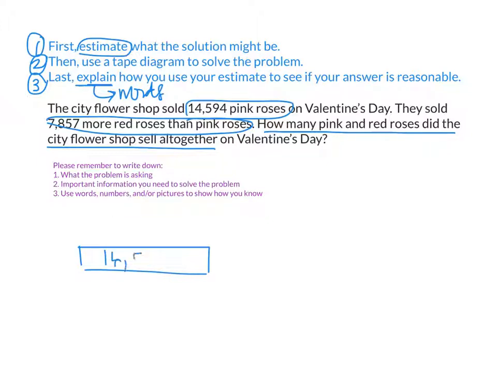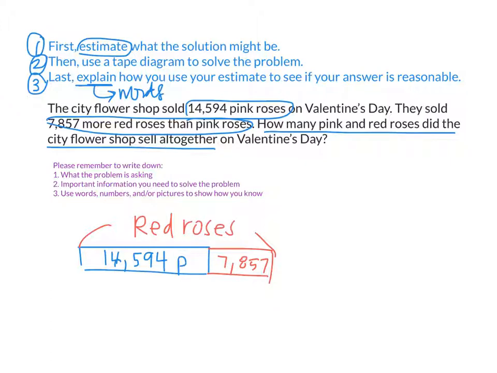So we know that they sold 14,594 pink roses. How can I find out how many red roses they sold? Well, I have to take the amount of pink roses and add on that extra, right? Which was 7,857. So does this represent the pink and red roses? No, this represents the number of red roses.